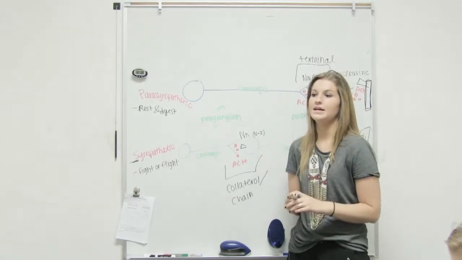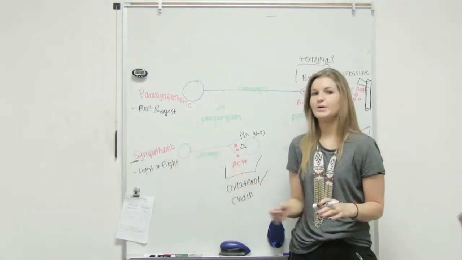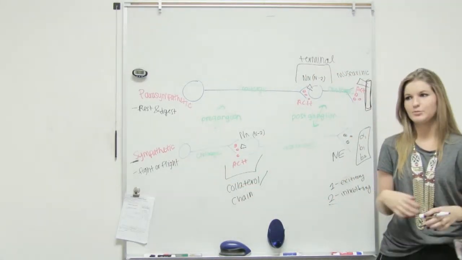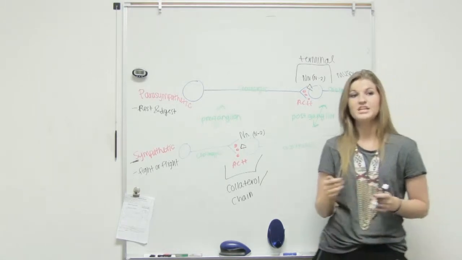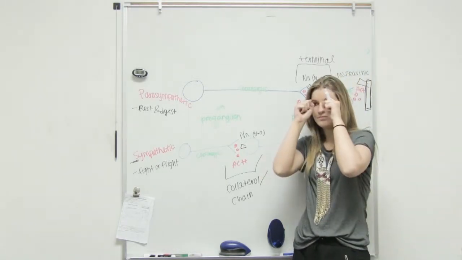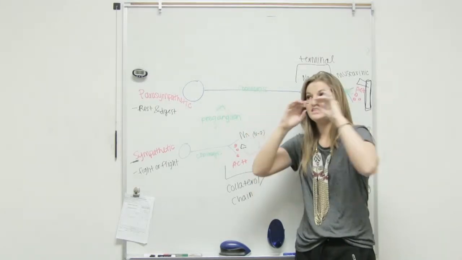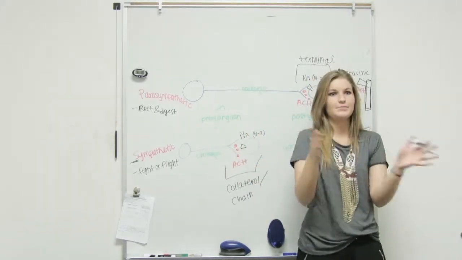Let's do sympathetic. So a bear's chasing after us is the example Brother Baker likes to give. If a bear is chasing you, what do you want your eyes to do? Open wide, right? So you can see all your surroundings to see different escape routes.